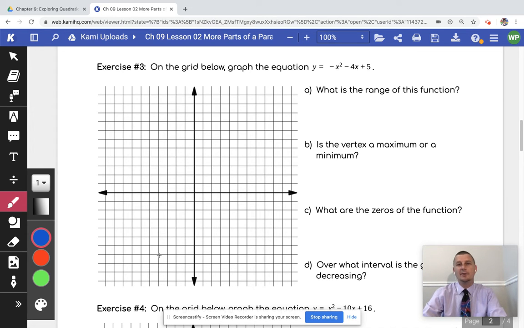And in this video we're going to be taking a look at exercise number 3, where it says, on the grid below, graph the equation y equals negative x squared minus 4x plus 5. So what we're going to need to use here is our graphing calculators.